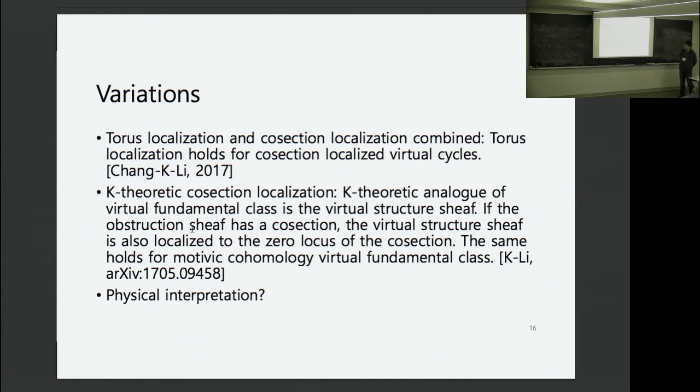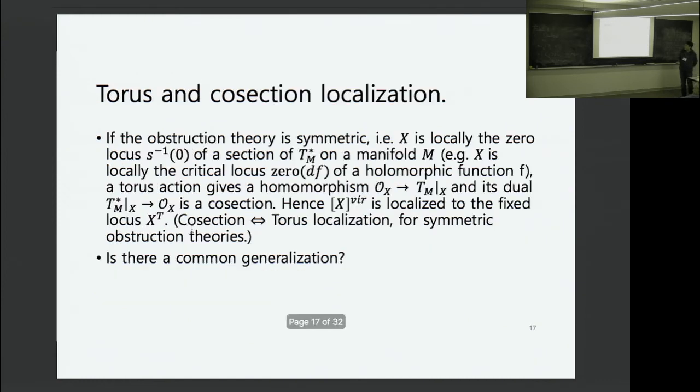Last summer, Professor Yao asked me a question: how torus localization and cosection localization are related. In the special case, it's quite obvious. If the obstruction theory is symmetric, symmetric means that X is locally the zero locus of not just any vector bundle, but a section of the cotangent bundle. Then we say it's a symmetric obstruction theory. For instance, X can be the critical locus of a Hamiltonian function.